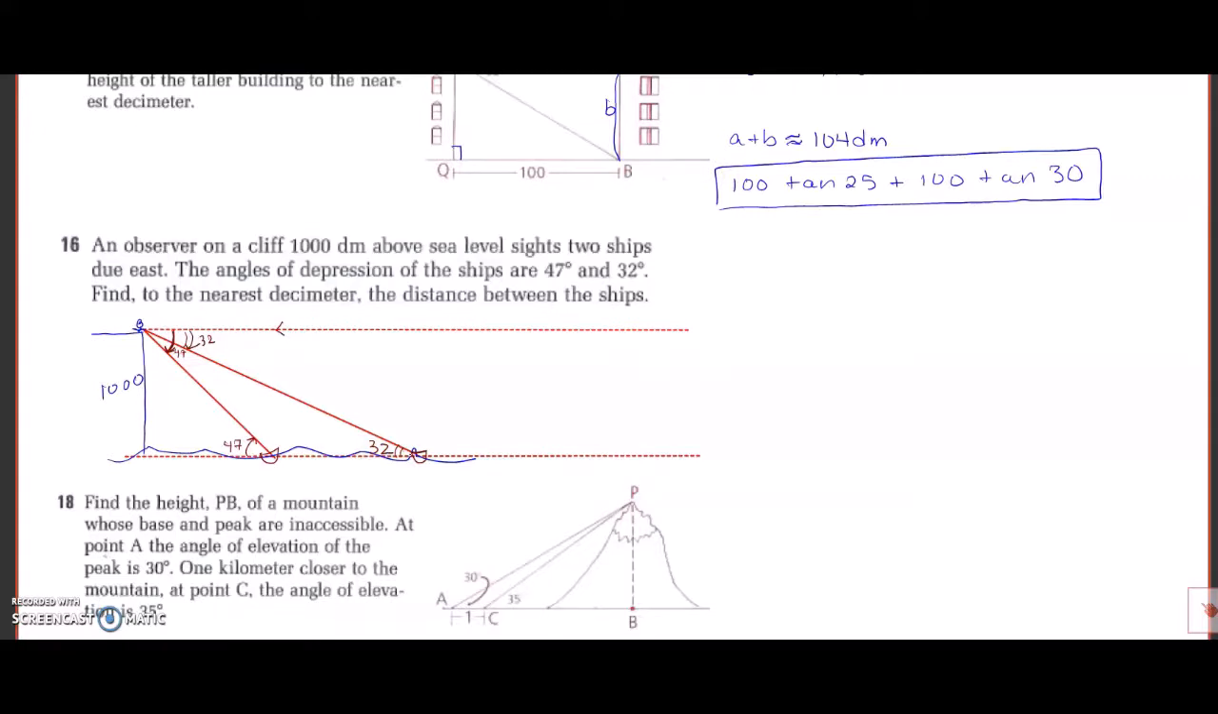Find to the nearest decimeter the distance between the ships. So I'm going to need to do this in a couple of different parts. There's A, and that whole thing is B. Then the distance between the ships is going to be B minus A. So I'm looking at the opposite and the adjacent. So that means I need the tangent, and I'll go from this angle on the bottom here. So then this is the opposite side.